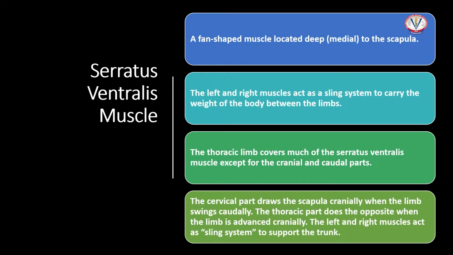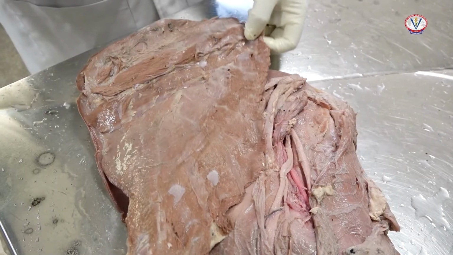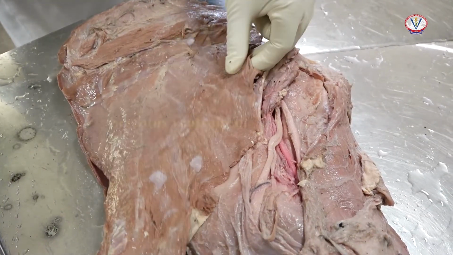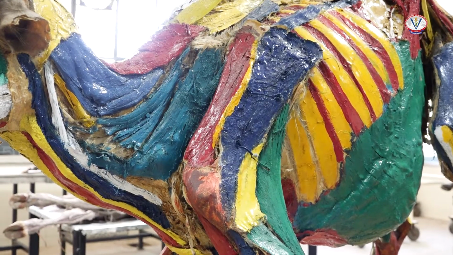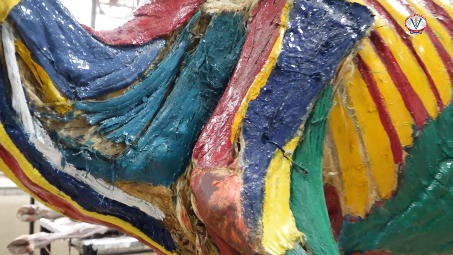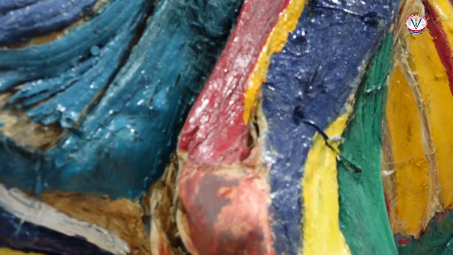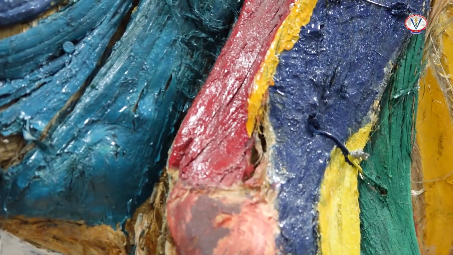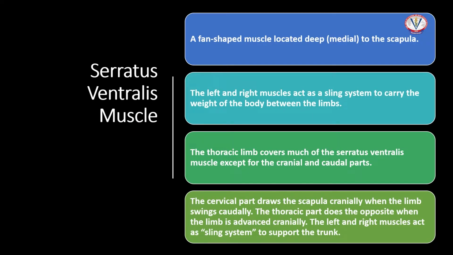The serratus ventralis muscle is a fan-shaped muscle located deep to the scapula. The left and right muscles act as a sling system to carry the weight of the body between the limbs. The thoracic limb covers much of the serratus ventralis muscle except for the cranial and caudal parts.